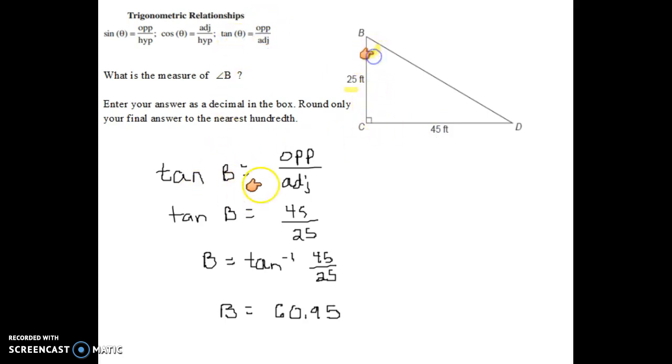So the tangent of B is 45 over 25, opposite over adjacent. And now, just like I showed you, I can use my inverse tangent. So hit that second tangent button, and then 45 divided by 25, and B is 60.95. They've asked for hundredths, so make sure that you're rounding to the right 2 decimals.